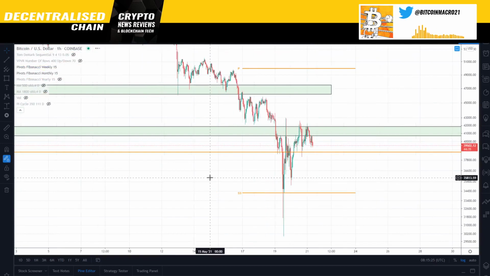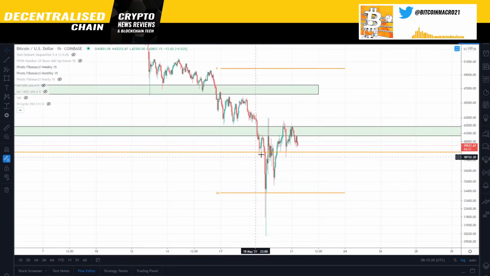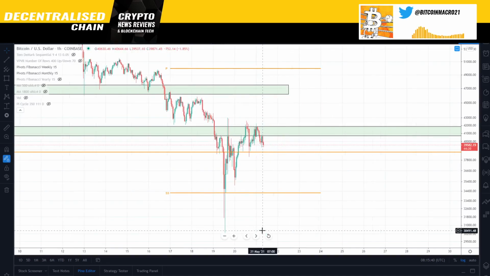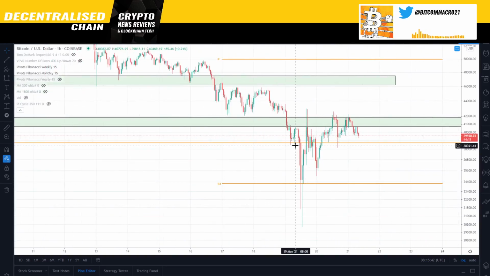And that was part of the reason that I thought 38K was going to be extra good support. It was a nice support combo with the 200-day moving average, the horizontal support, plus the S3 weekly. But once that started breaking, clearly we had a very, very big drop. Like as you can see here on the 1 hour chart, once the market broke below S3 on the weekly, it didn't really close below it.